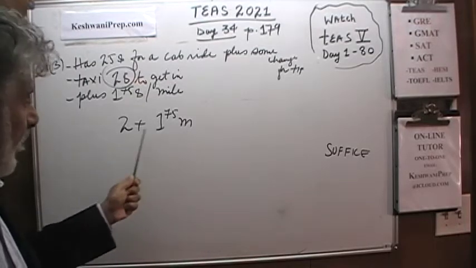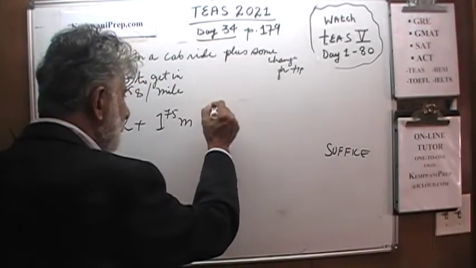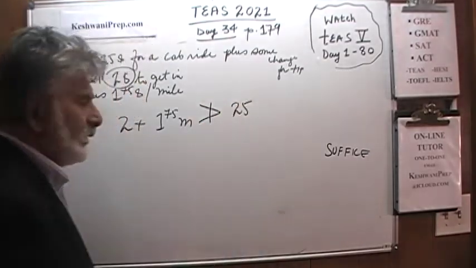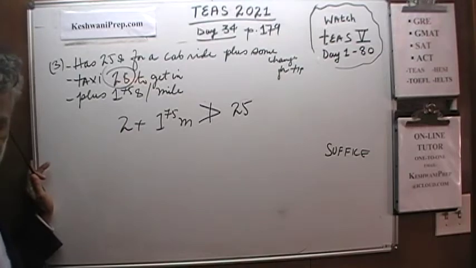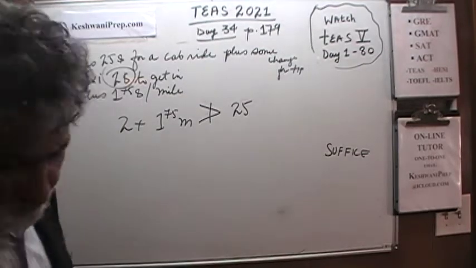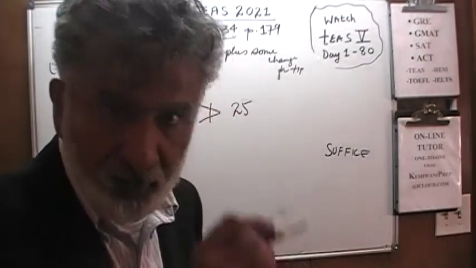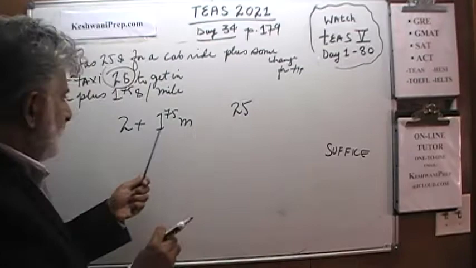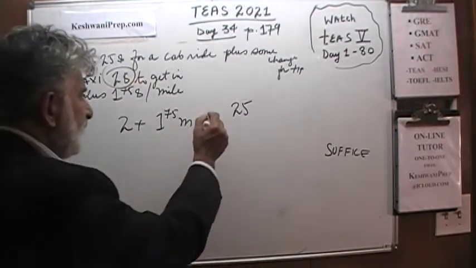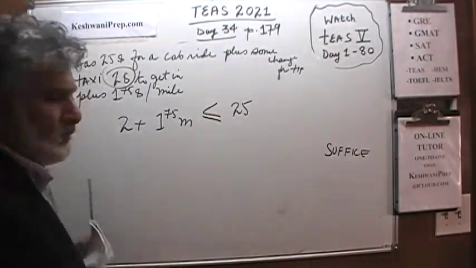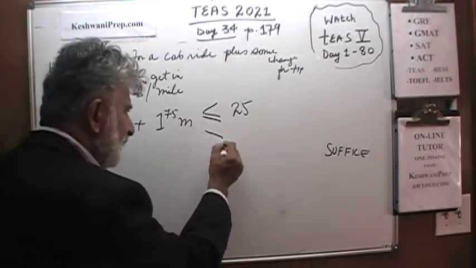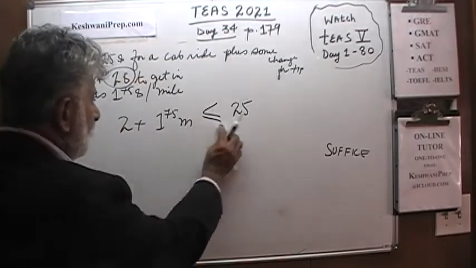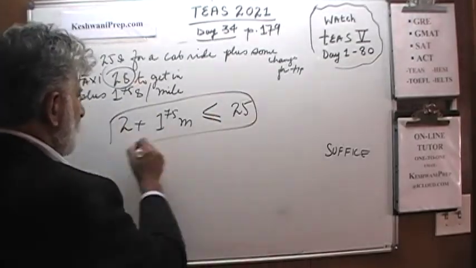This amount cannot be greater than $25 because $25 is all he has. But we do not typically write it like this, saying it cannot be greater than this amount. What we have to write here is that this amount he has to pay has to be less than or equal to, which is the same as saying it cannot be greater than 25. It can be equal to 25 because he has $25, and that's it. That's the inequality they're looking for.